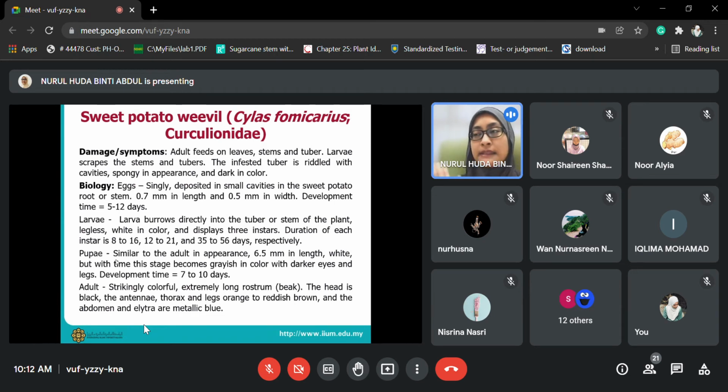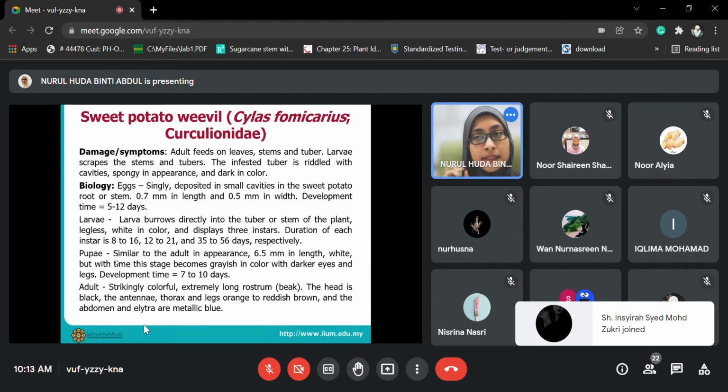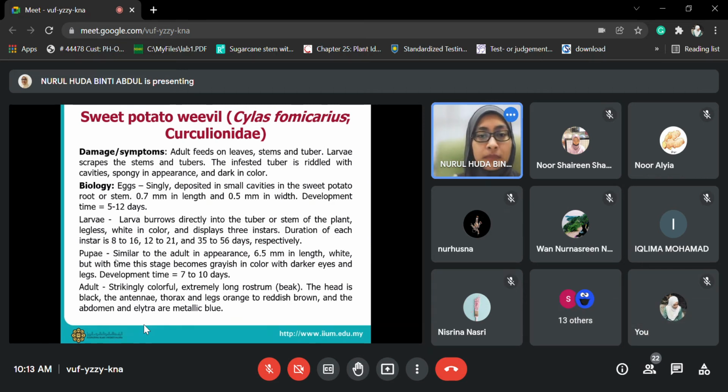So once the eggs hatch, larvae tu akan terus directly menggali ke dalam tuber or the stem, tempat dia hatch lah. So that's why I said if the adult lay eggs on the stem, so there is a possibility larvae tu akan menggali masuk dalam stem, but the main habitat is actually on the tuber or inside the tuber.